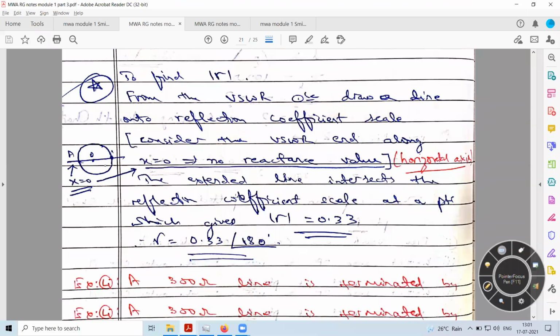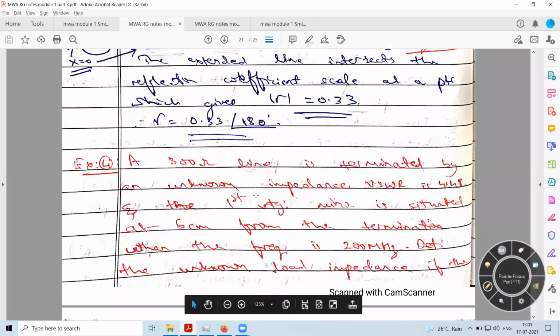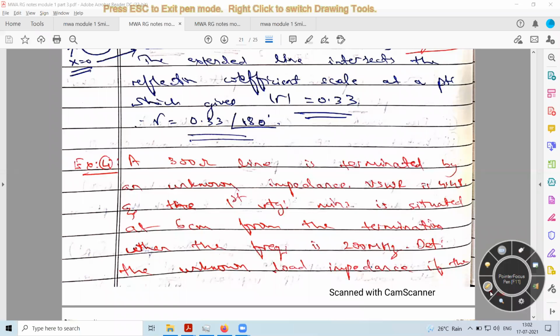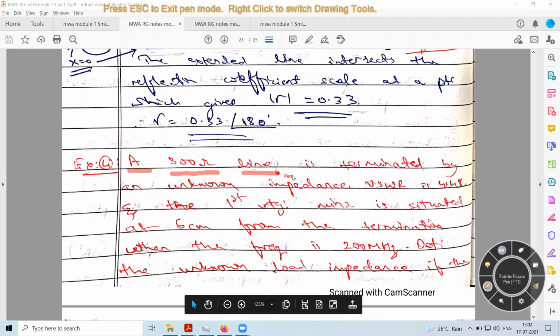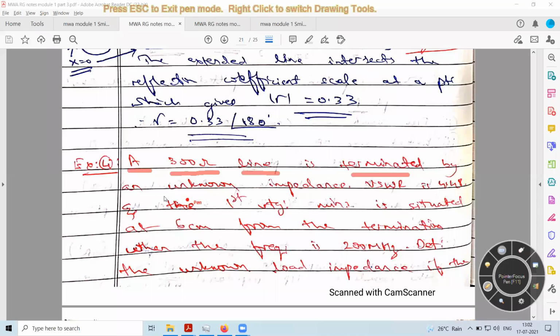Discussed. So there are a few more problems that we can discuss in this case. Let us discuss one more problem and move ahead with the Smith chart, for which we'll be using the stub length identification and the other parameters. In the next problem, they have specified a 300 ohm line terminated by an unknown impedance.